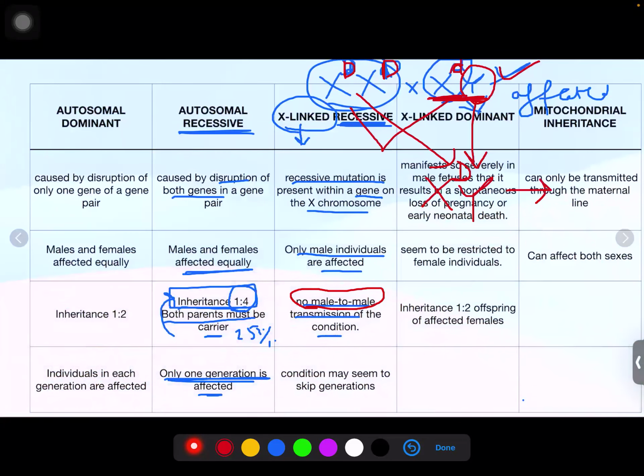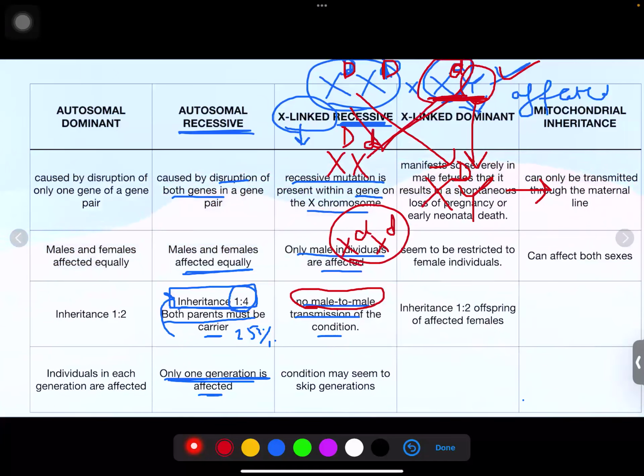So this small d will go to the females. Okay, and the disease will not be evident because this is recessive. Two recessive genes have to be present in females to be expressed. So the condition may seem to skip generations as well, because if the father has the disease, then the disease will not be in the sons, and also not in the daughters. The daughters will be carriers, only carriers. The carrier daughters will again give the disease to the grandson of this male.